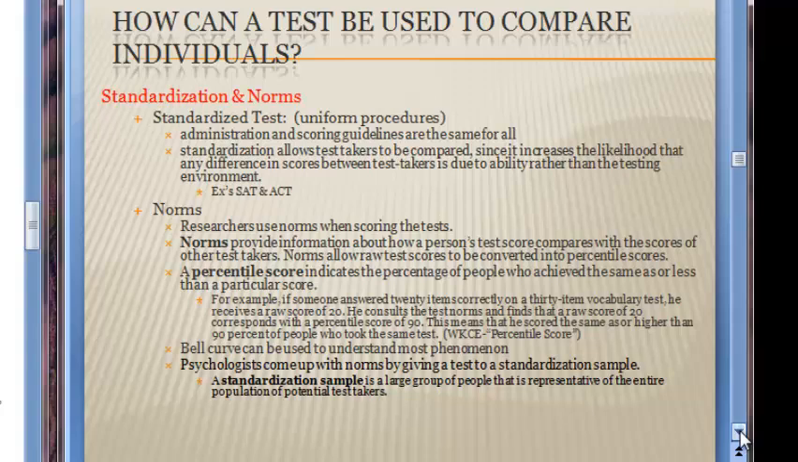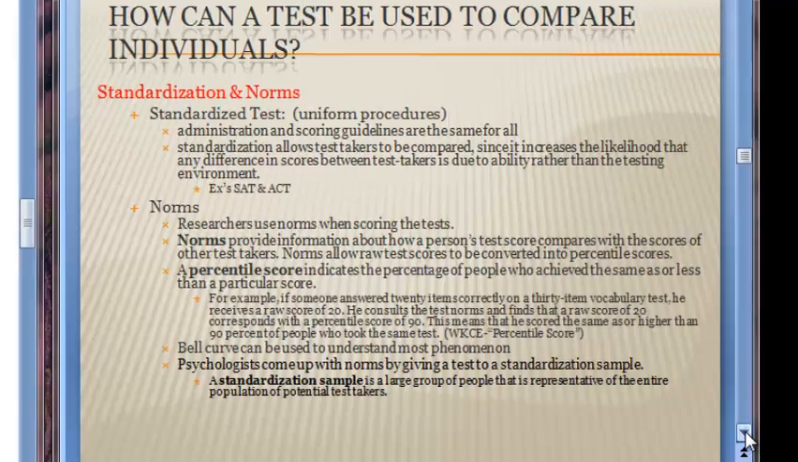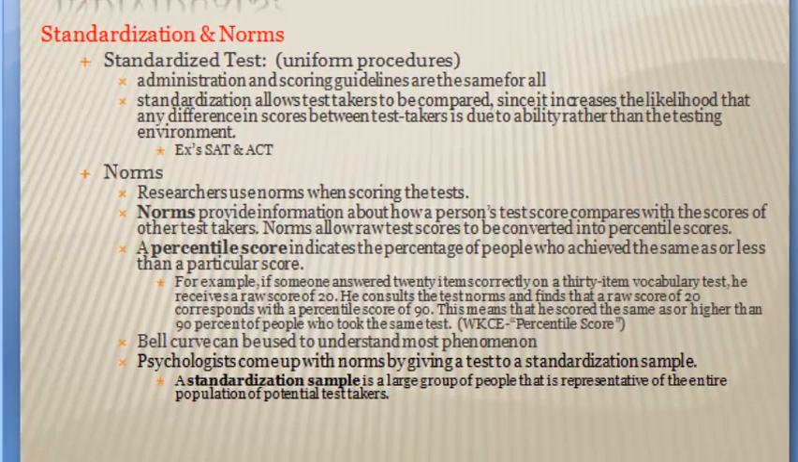So how can a test be used to compare individuals then? A standardized test, like I said previously, they're going to administer it to a group of people. They're going to use uniform procedures so that it cuts out anything that could influence the test score, so that the environment is totally the same. And they're going to use norms then when scoring the test. So that's going to provide information about how a person's test score compares with the scores of other test takers.